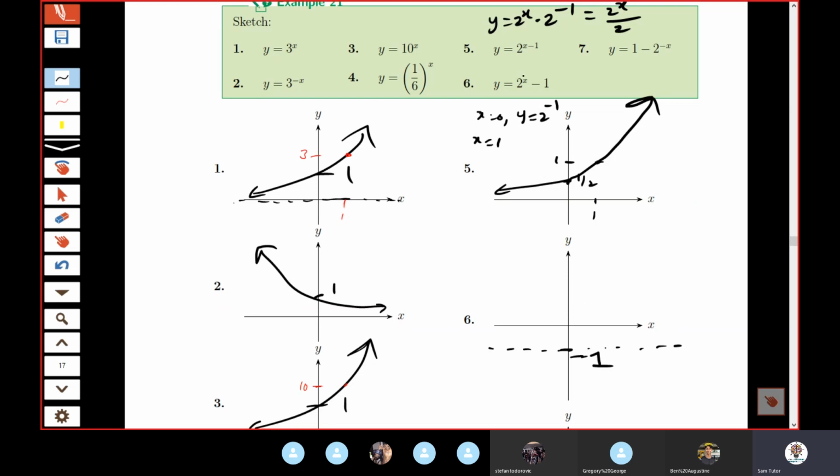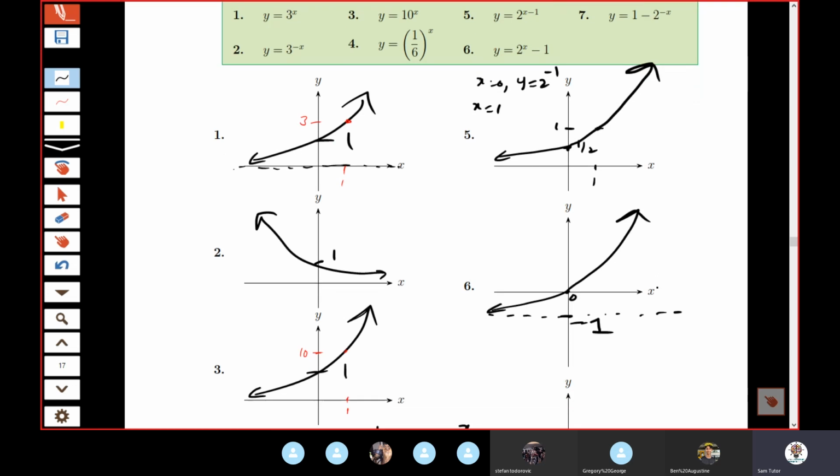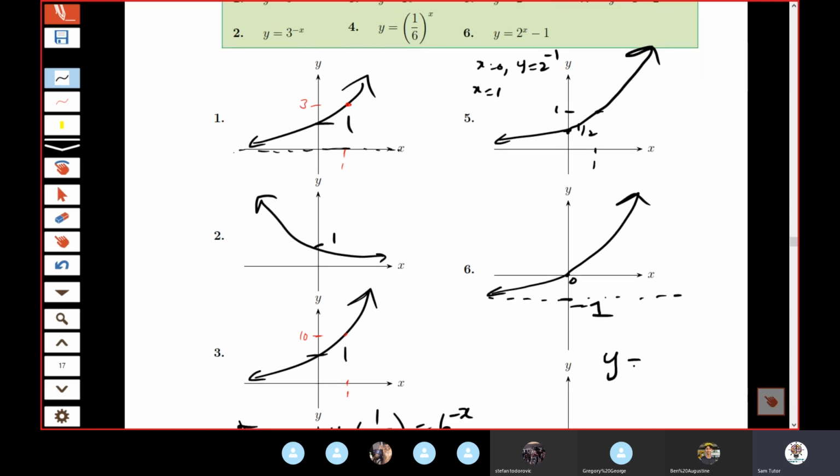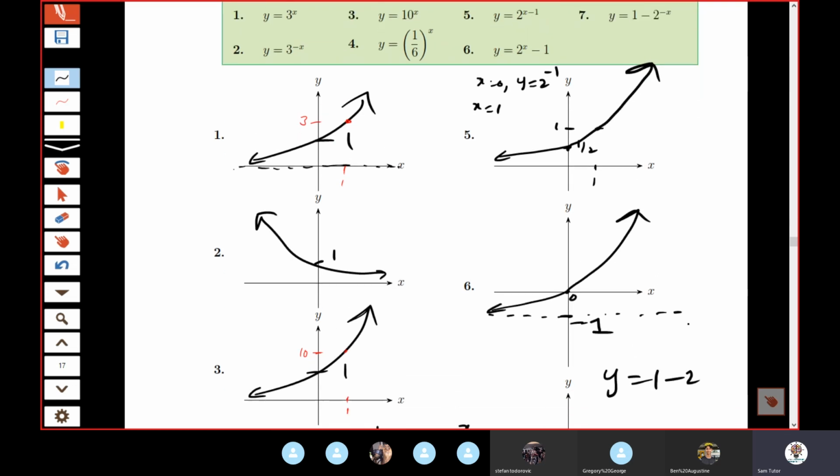If you want to see where it cuts through, sub in x as 0. 2 to the power of 0 is 1. 1 take away 1 is 0. It cuts at 0. But again, you should know that because originally it cuts at 1. But now you're going to subtract 1, so it cuts at 0. And there it is. Please let me know if I've confused anybody, if I'm going too fast.